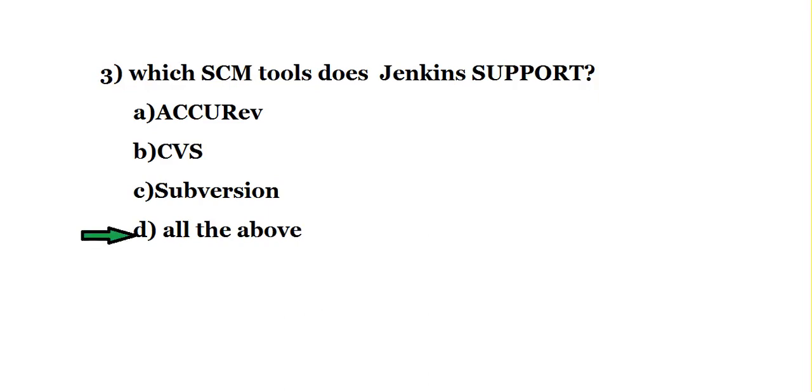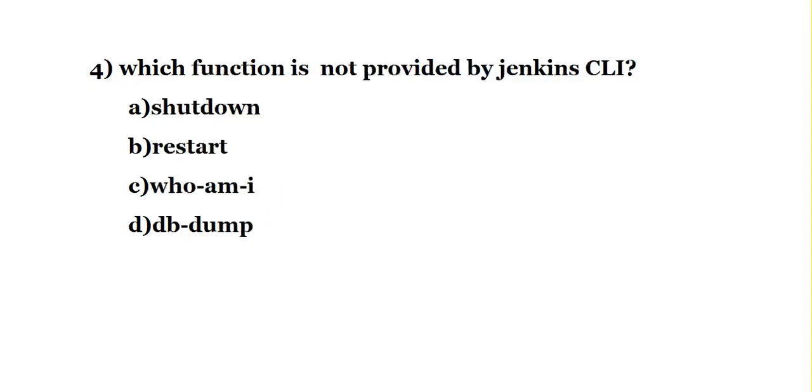So the next question is, which function is not provided by Jenkins CLI? Jenkins supports shutdown, supports restart, supports who am I. So option D, DB dump. It won't support. Jenkins CLI does not support DB dump. Option D is the answer.